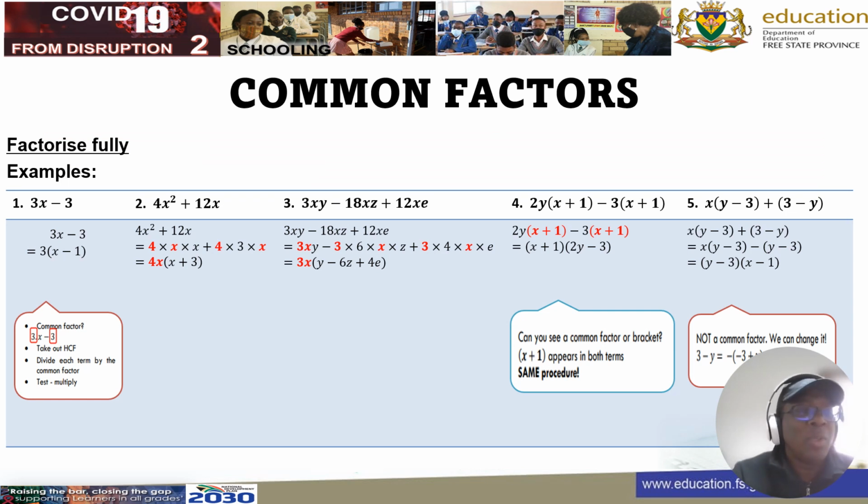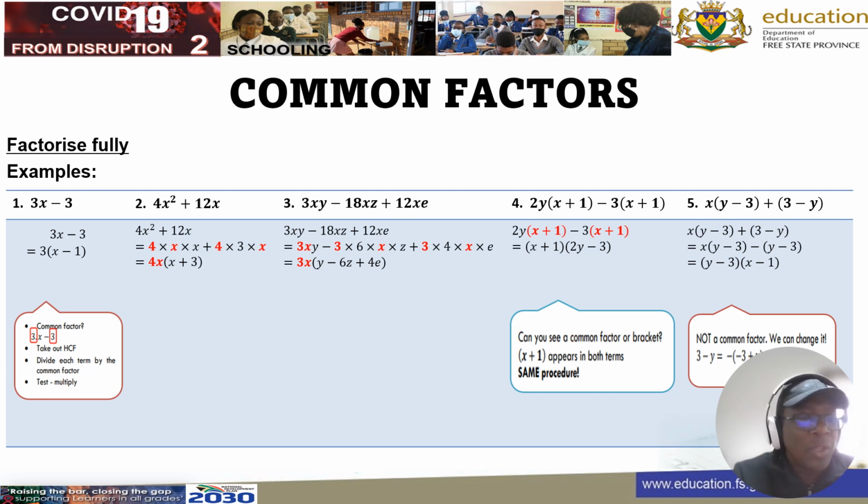The first example is when we factorize fully 3x minus 3. We are taking out the highest common factor in the expression. The highest common factor in this expression, 3x minus 3, is 3. It should be written outside the bracket, and then it will be 3 into x minus 1, close bracket.